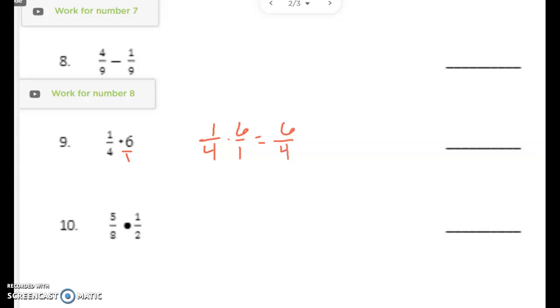Now, I can simplify 6 and 4 in a sled. I can pull out a 2, and I'm left with 3. 4 divided by 2 is 2. So 6/4 gives me 3 over 2.